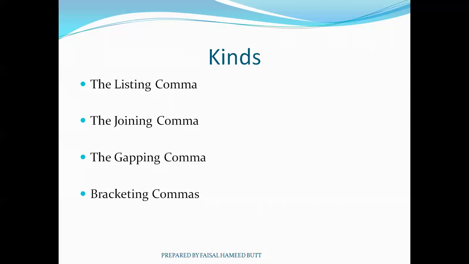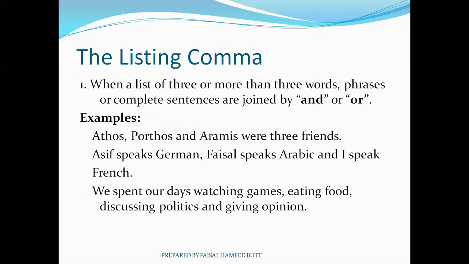So let's move to the first one, that is called the listing comma. If you see the name of this kind of comma, it is listing comma. What does it mean? It means it will be used when we are going to show a list. Now the question is, what kind of list? The list which has certain words or phrases or sometimes even short complete sentences. Another thing is, how many words? There should be at least a minimum of three words, a list of three items, three phrases, or a minimum of three sentences, and this number can increase.